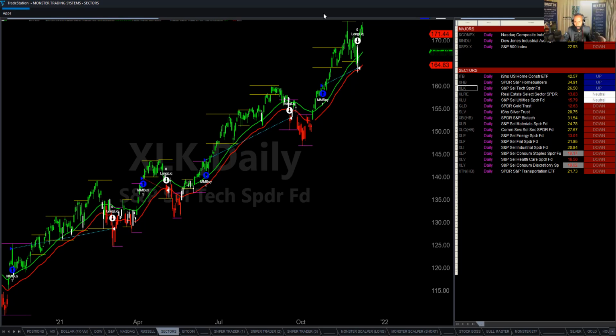Reaccumulation, very good. So you can look to add. Always at reaccumulation, we always want to keep adding to our position. Very, very good.